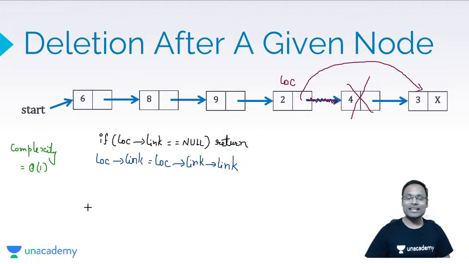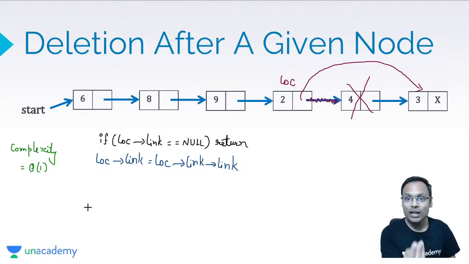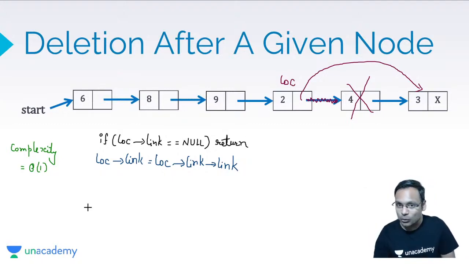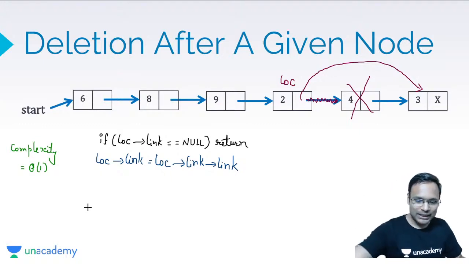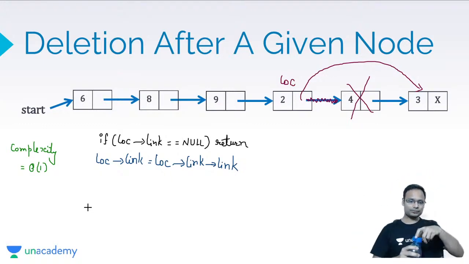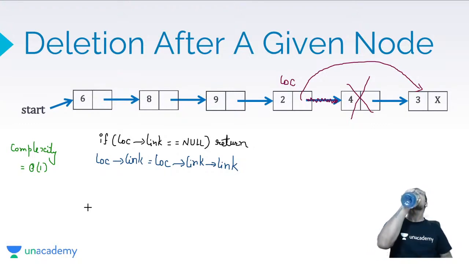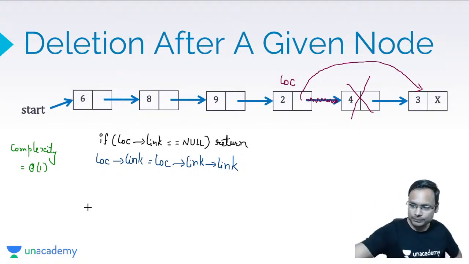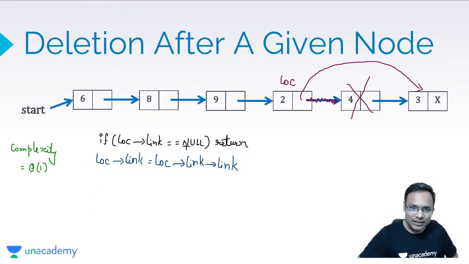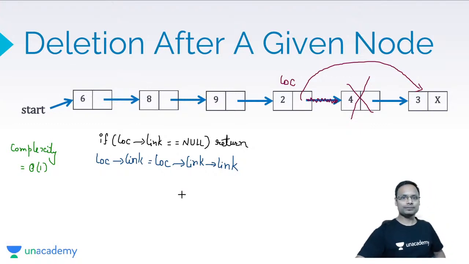So if LOC's link is null, LOC is pointing to the last node. After that there is no node. You can't delete. If you can't delete, then return. We don't have to do anything. If we can't delete, we do nothing. Fine. So I'll have to write: if LOC's link is equal to null, return, otherwise go for it.